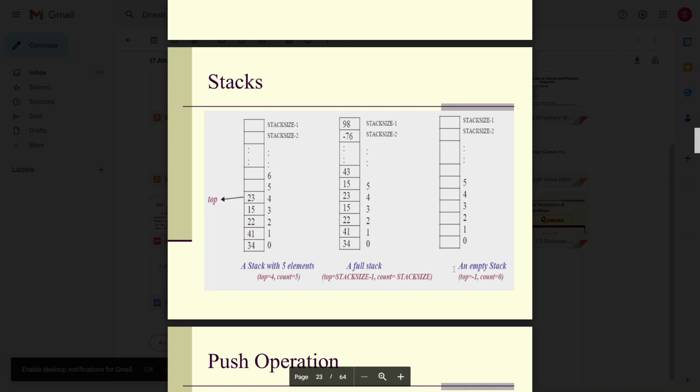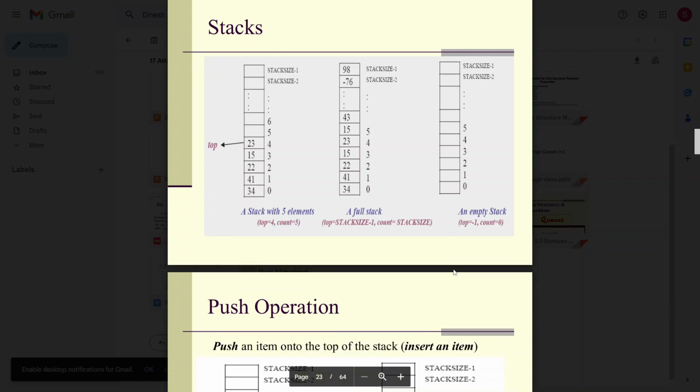Even if 43 also wants to be added to that stack, the stack is full. The stack maximum size is equal to 6, so there is no space. So this is the condition of a full stack. And in the third figure, there is no item in that stack, so this is an empty stack. In that condition, top equals -1 and count equals 0.